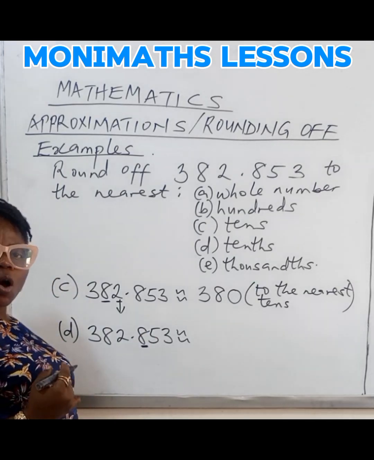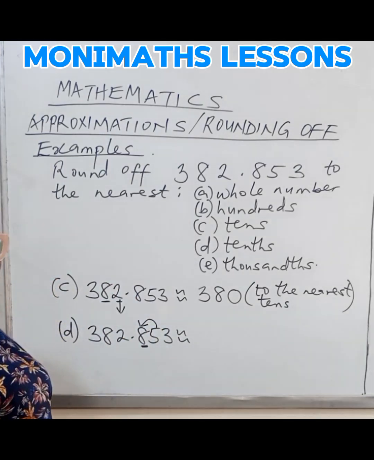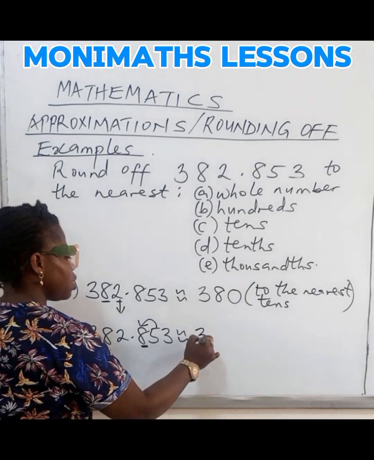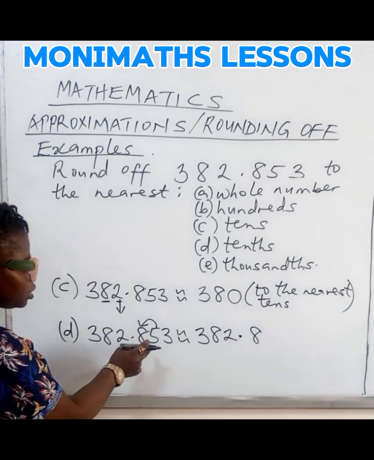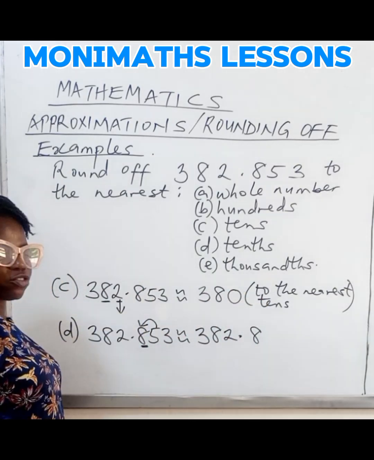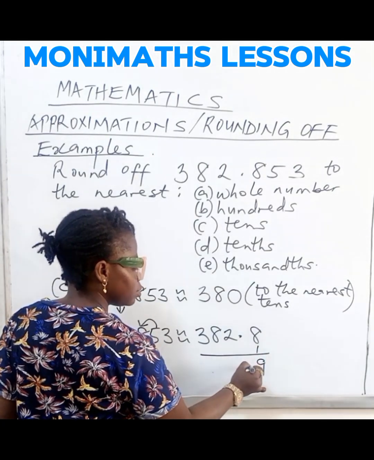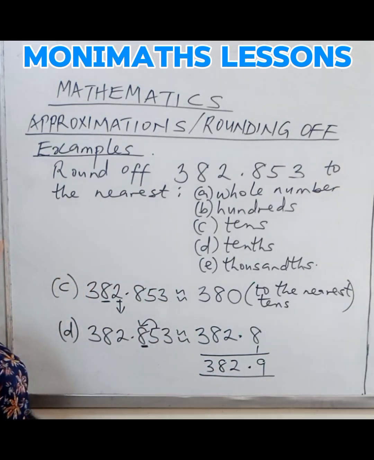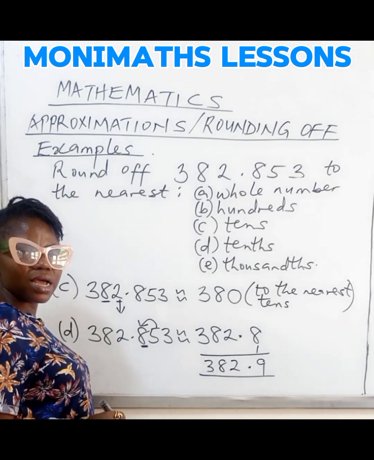When the digit is up to 5, it will be rounded up as 1 upon the tenth, so that we have 382.9. Considering this 5 that is rounded up as 1 upon it, we just drop the 5. So we have 382.9. That means 382.853 is approximately 382.9 to the nearest tenth.